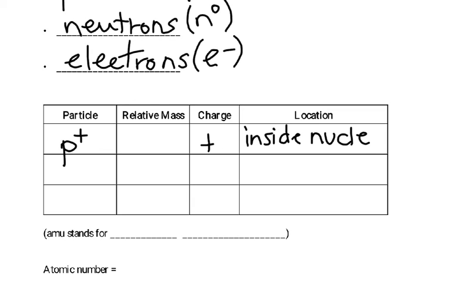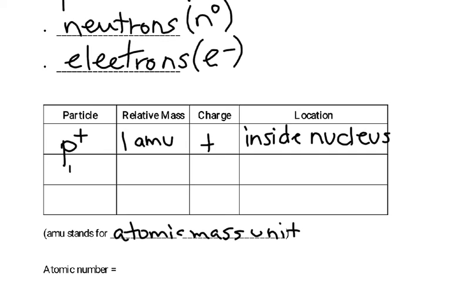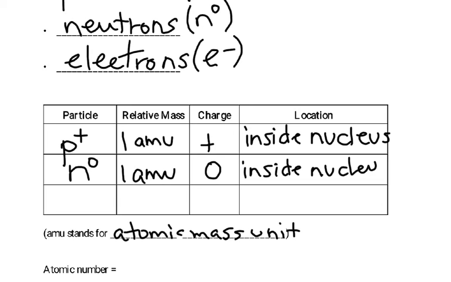Now, what about their weight, or their average or relative mass? It's 1 AMU. What does AMU stand for? It stands for atomic mass unit. Scientists just had to come up with some sort of unit, so that's what they called it. Okay, now your neutrons also have an atomic mass of 1 AMU, but they have no charge. And we know that they're also found inside the nucleus.